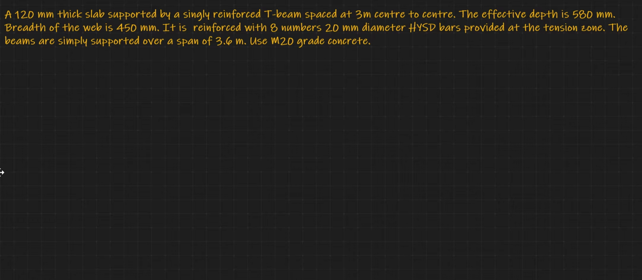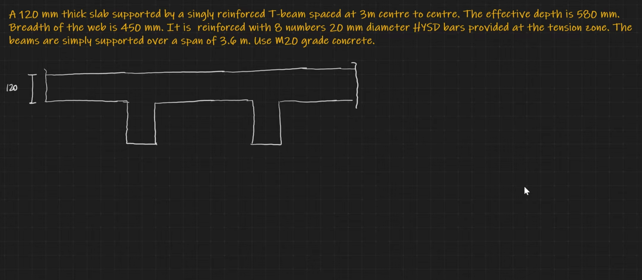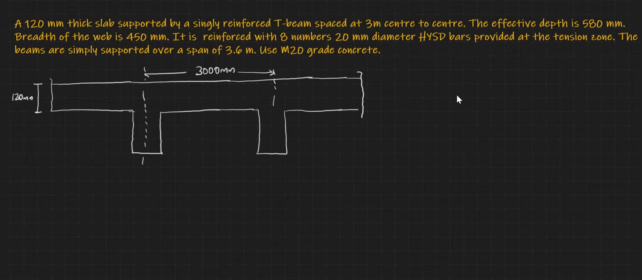So if I am drawing the diagram, you will see it like this. You have the slab 120 mm thick. In the slab, there is a beam. Then at 3 meter away, there is another beam. It is going like this. So it is given the slab is 120 mm thick and is supported by a T-beam spaced at 3 meters center to center, which means this distance is 3000 mm, that is 3 meter. The center to center distance of the beam is 3 meter.